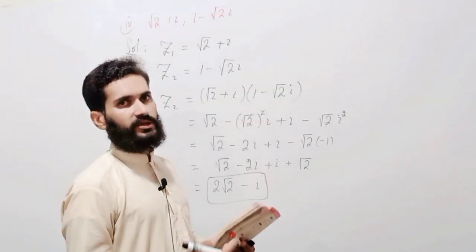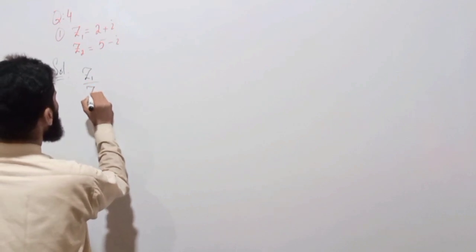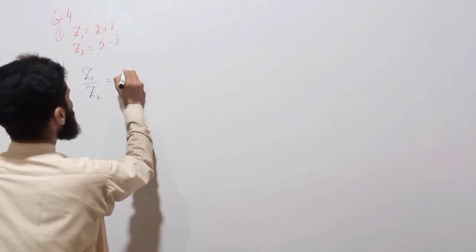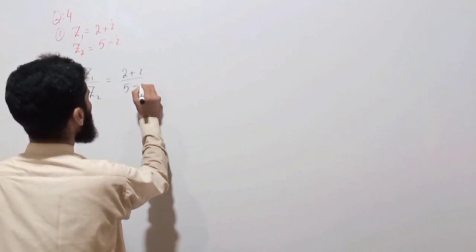Question 4 says: divide the first complex number by the second complex number. Solution: Z1 divide Z2 is 2 plus iota divide 5 minus iota.